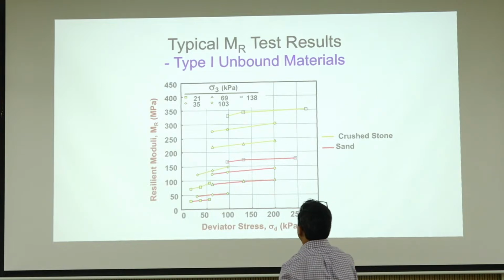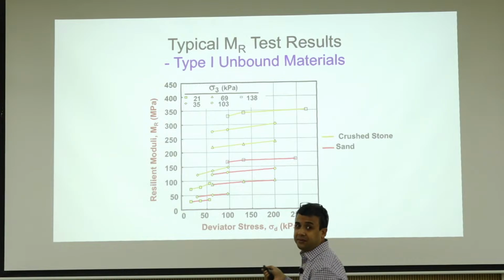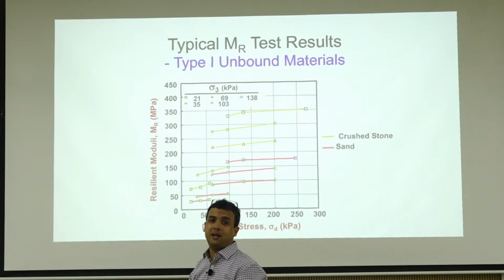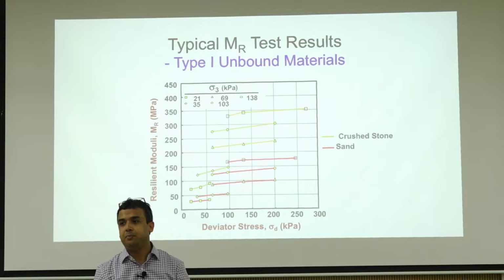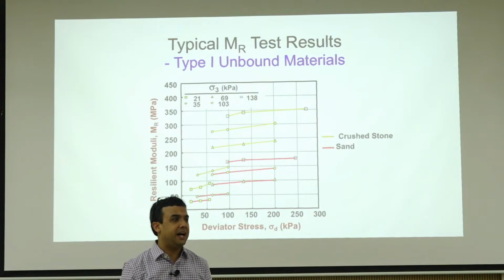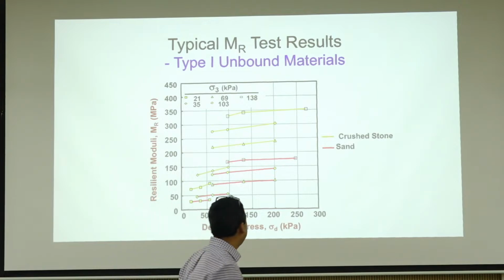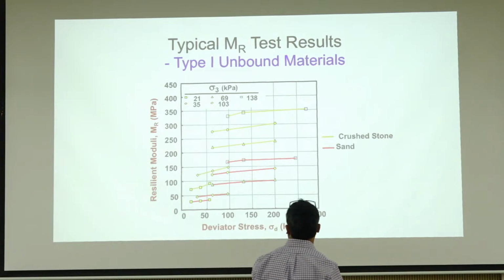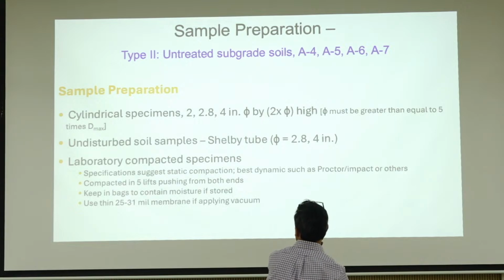Crushed stone goes all the way up to say 350 in this case. So 350 megapascal is about what, 50 ksi, 50,000 psi, which is on the high side, I think. My maximum values probably have been something around that range.